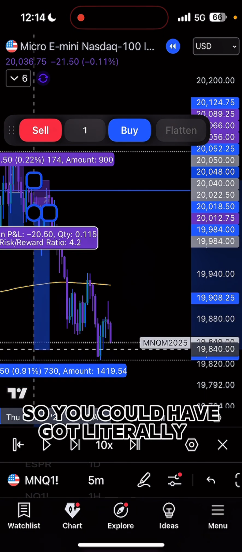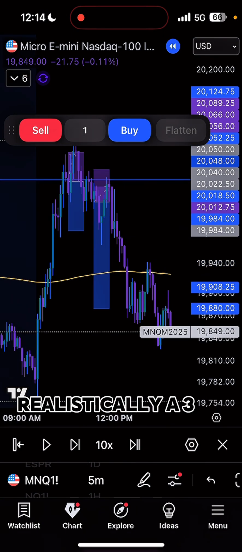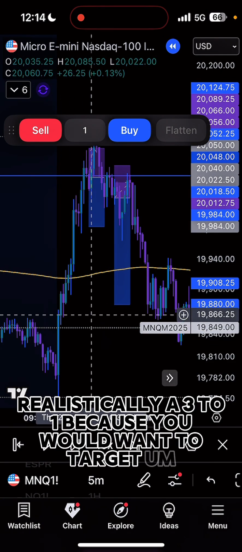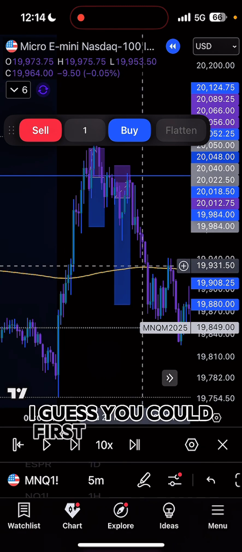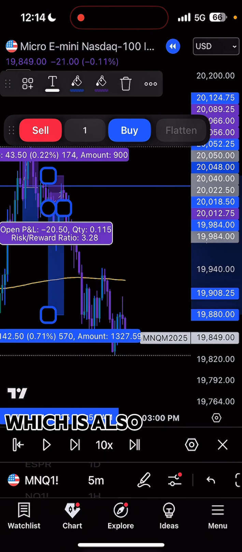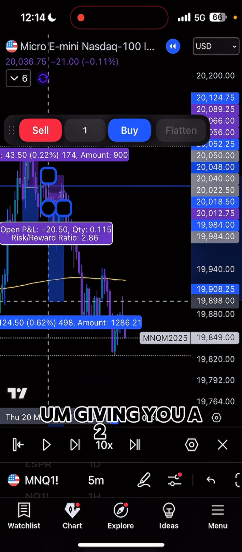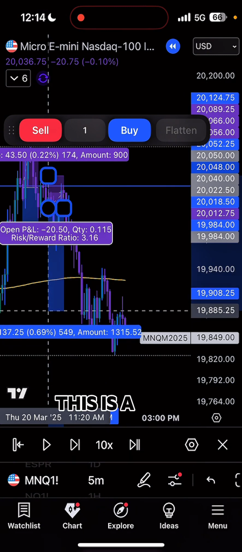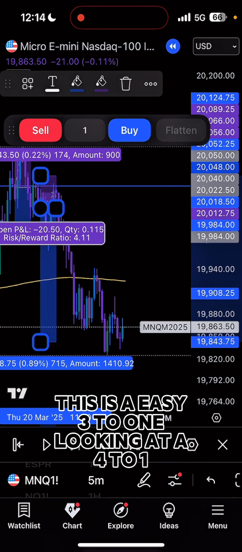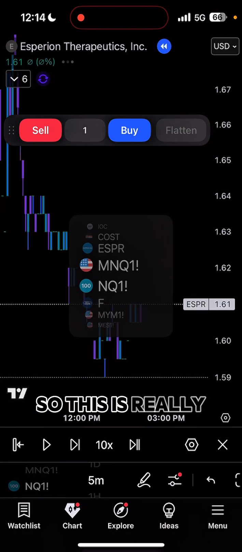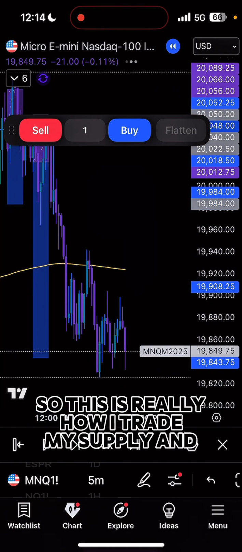So you could have got literally a 4-to-1, realistically a 3-to-1, because you would want to target, no, there's not really any zones. I guess you could first target this 200 EMA, which is also another big reaction area, giving you a 2-to-1. But then again, this is an easy 3-to-1, looking at a 4-to-1. But that's the trade. So this is really how I trade my supply and demand areas.